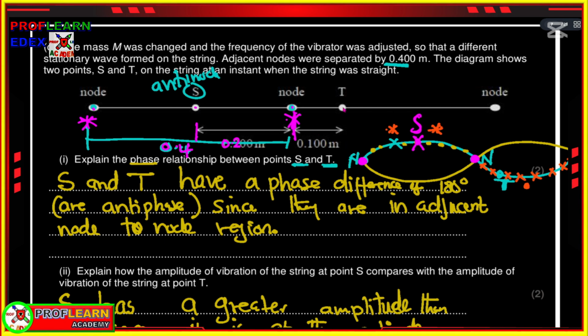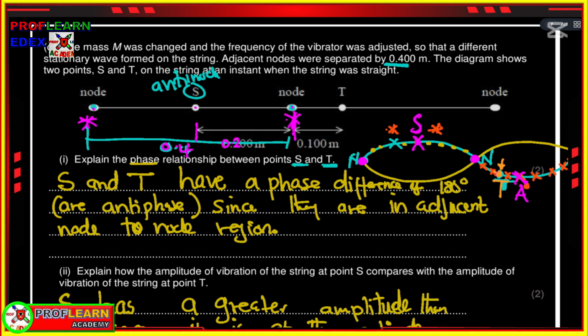Then we are also told T is on the other side of this node, 0.1 meter. So it's going to be somewhere not at the antinode, because here we have the antinode. So which means that our T is going to be somewhere here, isn't it? Yeah. So we are supposed to explain the phase relationship between S and T.